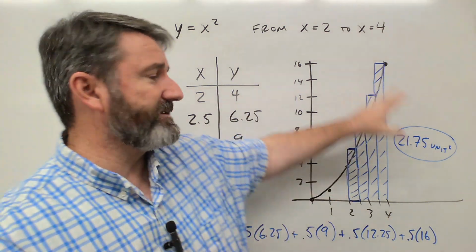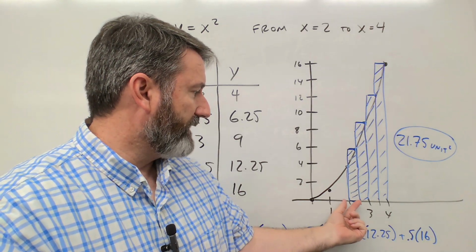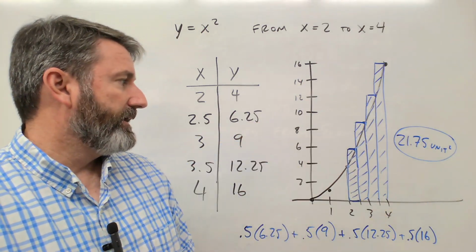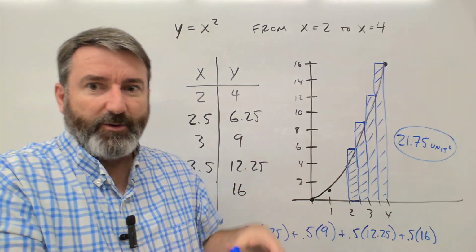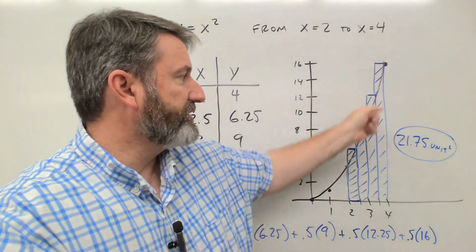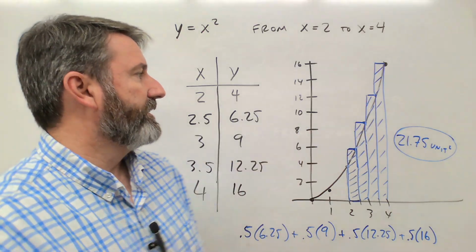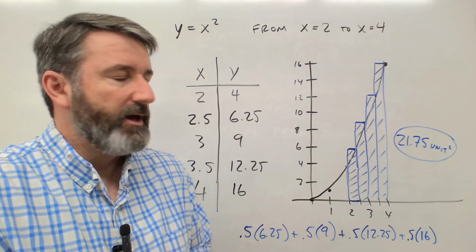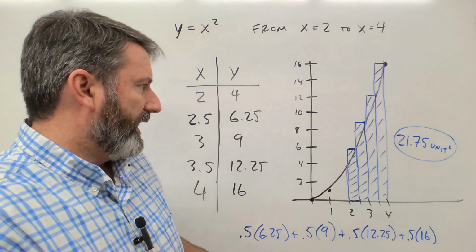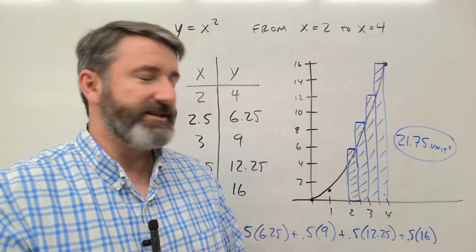And you can see that this is an overestimation, but you can also see that if we were to make more of these, so instead of 4 rectangles, we made 8 or 16 or 32, the more of these we made, the closer we would get to an exact approximation, and that is the whole idea behind the Riemann sums that we're talking about as we introduce integrals. All right. So 21.75 square units.